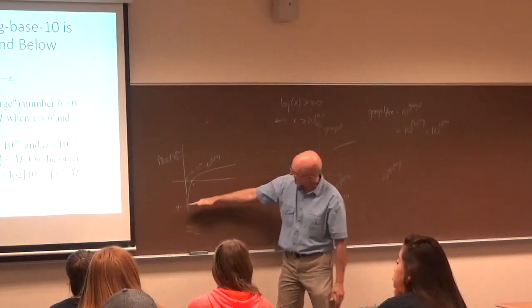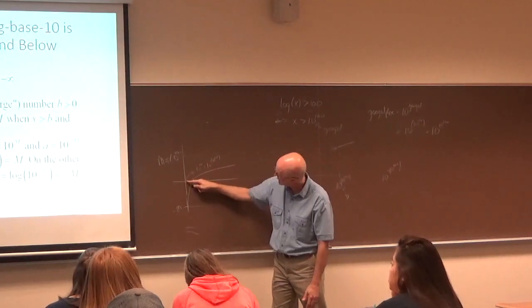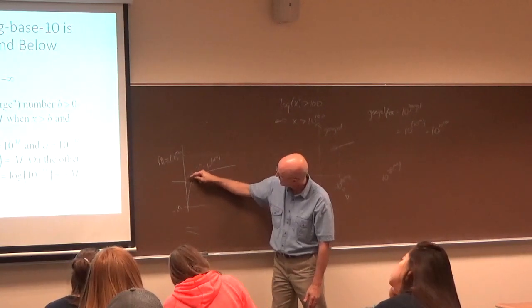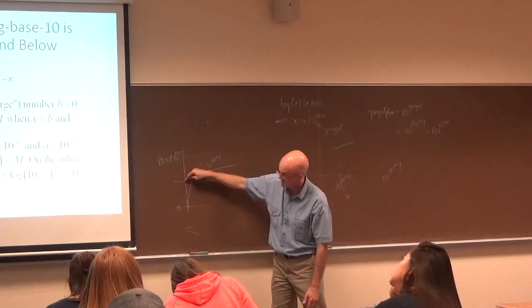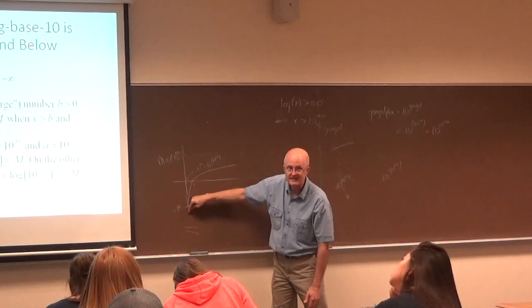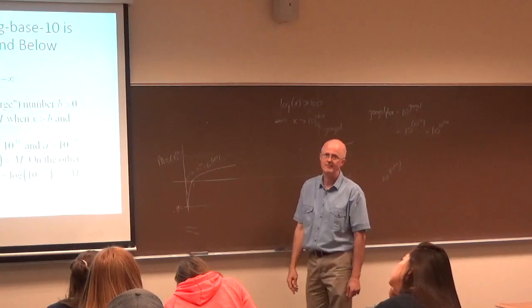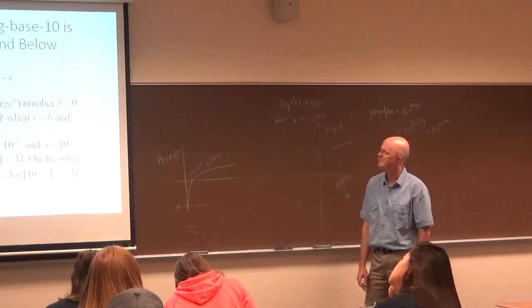And conversely, no matter how low negative m is, I gotta figure out how close to 0 a should be, so that if x is even closer to 0, then log of x is less than negative m. That's what I showed.